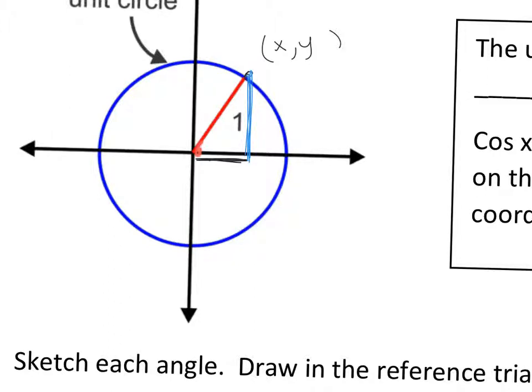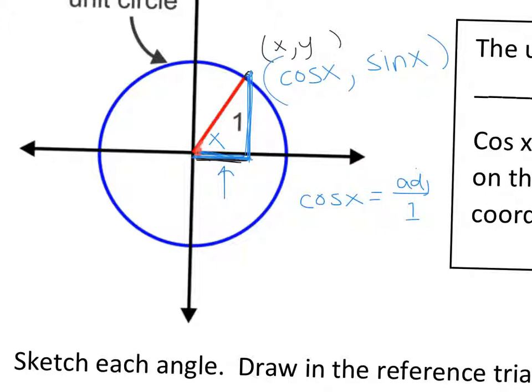So if you're talking about an angle, we'll call this x. How far over you are is going to be this distance right here. So if we know the angle, cosine of x is going to be the adjacent over the hypotenuse, which is always 1. So cosine of x is going to be the x value right here. The x value is cosine of x, and the y value is the sine of x. So x is cosine, y is sine.